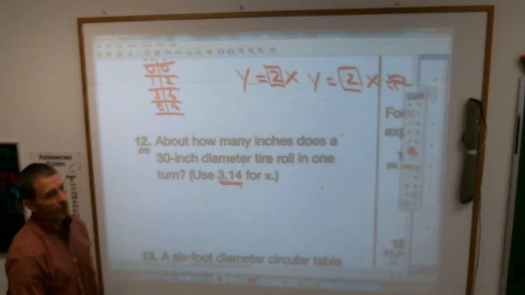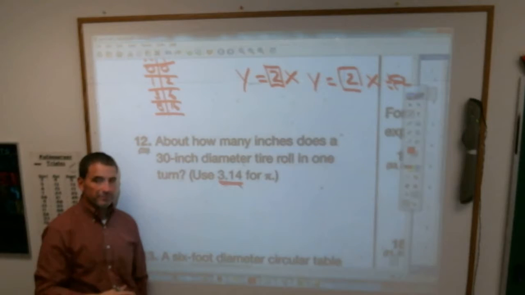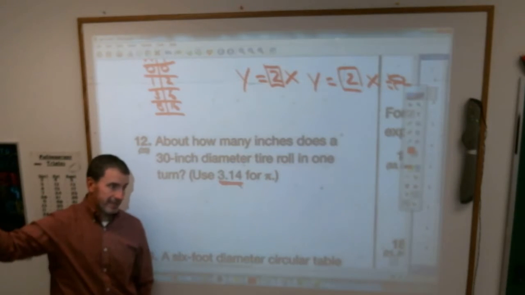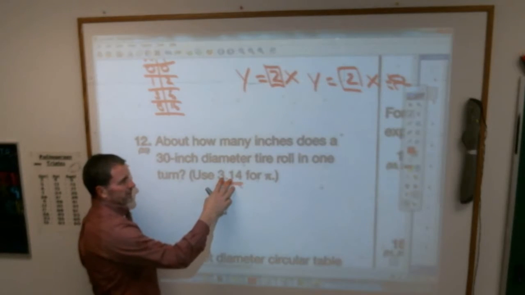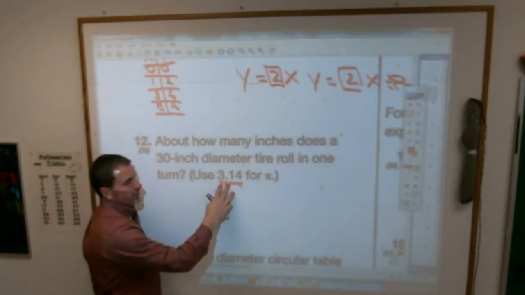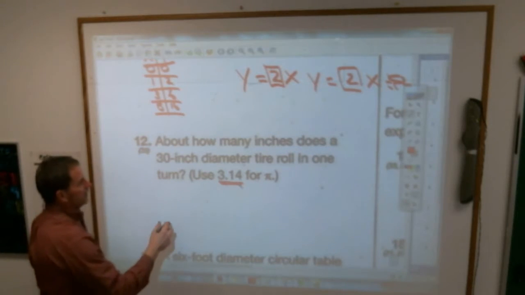Anytime you use 3.1 for pi, or 22/7 for pi, that makes it an about problem because that is not actually what pi is. It's about. You've already abouted it. So no, you can't round if it says about. You have to use 3.14 and get as close as that will get you for that. Do you want me to do that one?